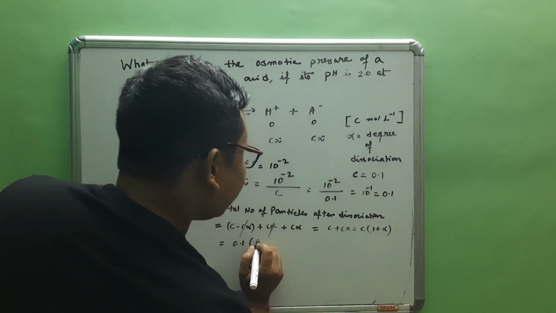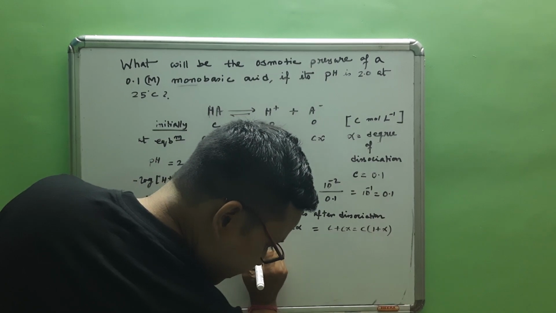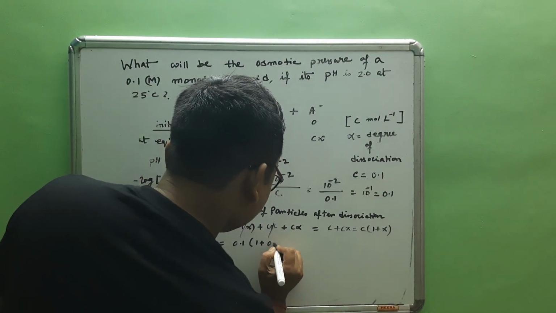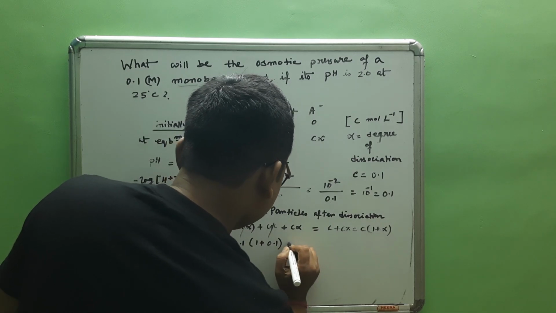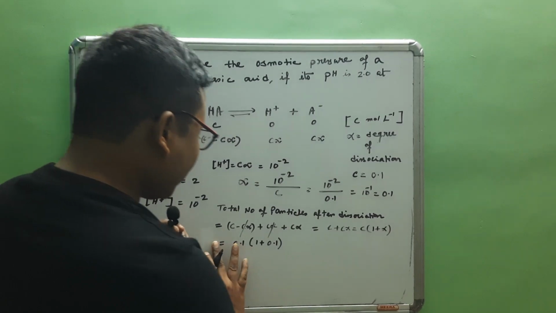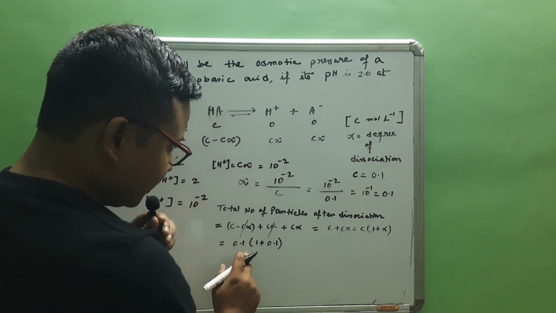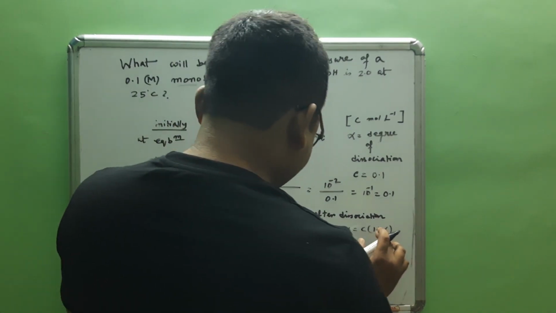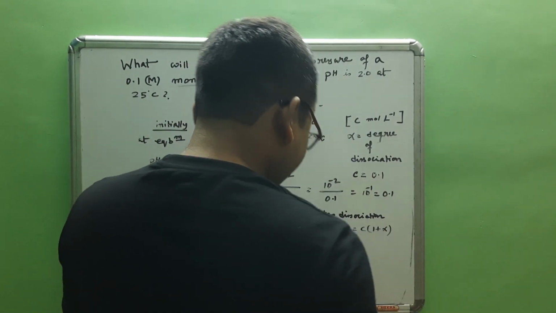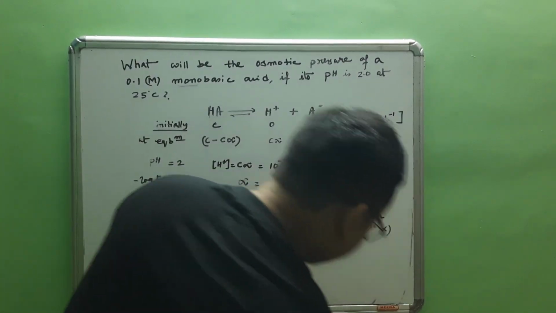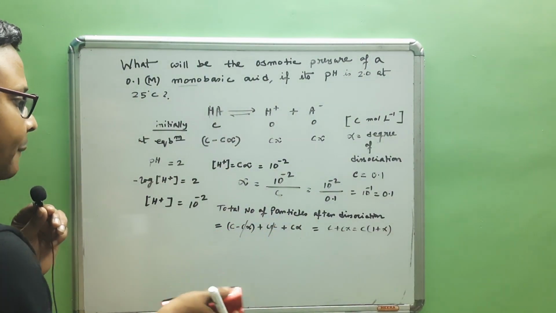The value of C is 0.1, and 1 plus alpha is also 0.1. So this is the total number of particles. Actually, I don't calculate it here, I just keep it as C into 1 plus alpha. So this is the total number of particles after dissociation.